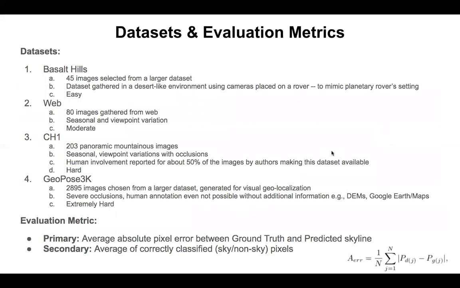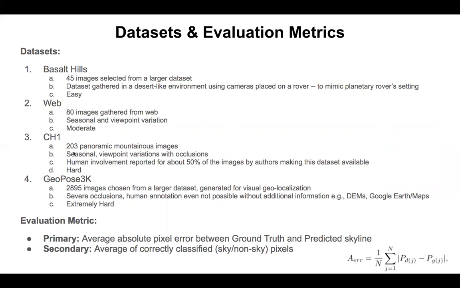So we have evaluated our proposed approach on 4 different data sets, which are very conventional in the skyline detection literature. One is Basalt Hills, which is relatively a smaller and easy data set. Web dataset, which is comprised of 80 images. It has some seasonal and viewpoint variation, but I would say it is a moderate dataset.